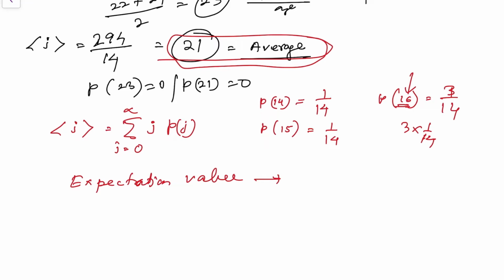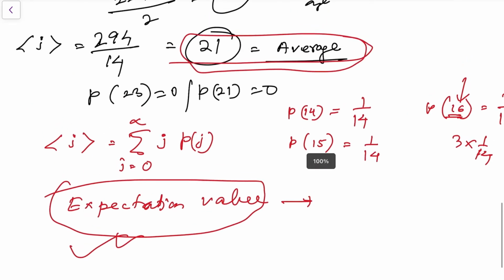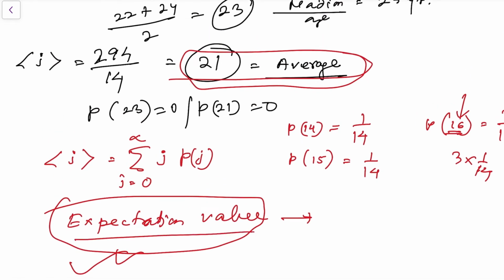So expectation value doesn't mean that it is certainly present there. It is misleading. Why is it misleading? We considered the average as the expectation value in quantum mechanics. Though here you see, in this case we have got the average as 21, and if you see, the probability of 21 is 0.